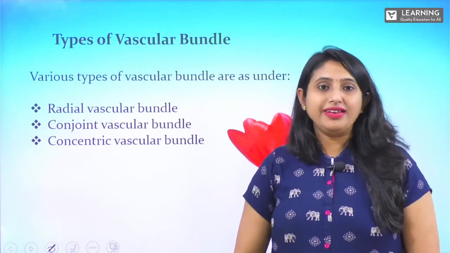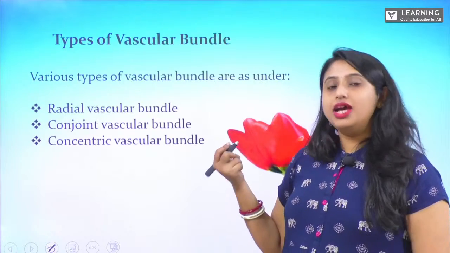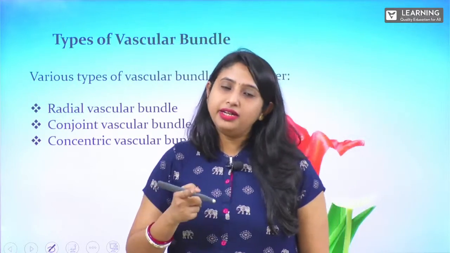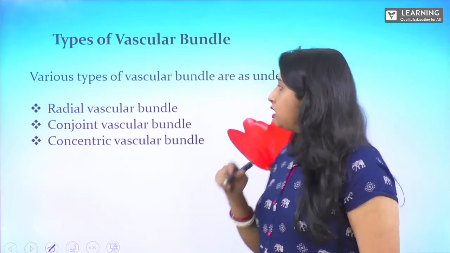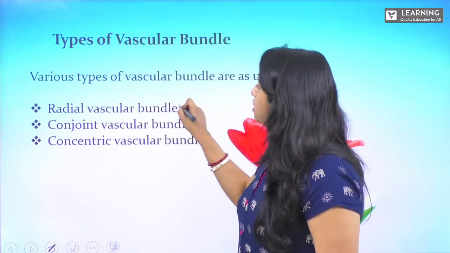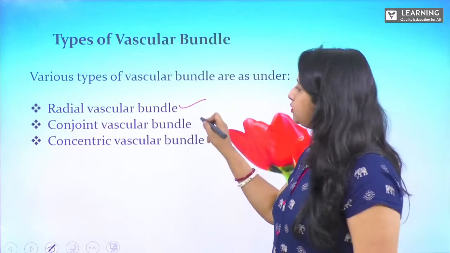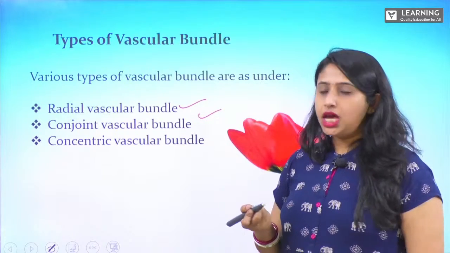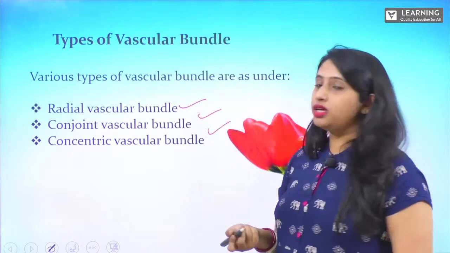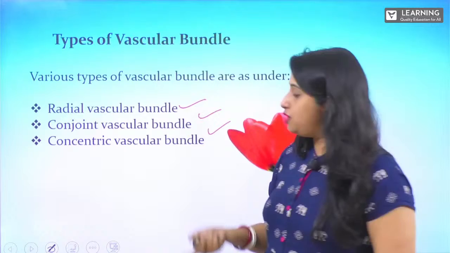Next, what are the various types of vascular bundle? The vascular bundles we can categorize into 3 main types: the radial vascular bundle, conjoined vascular bundle, and the concentric vascular bundle. Let us see what these are.